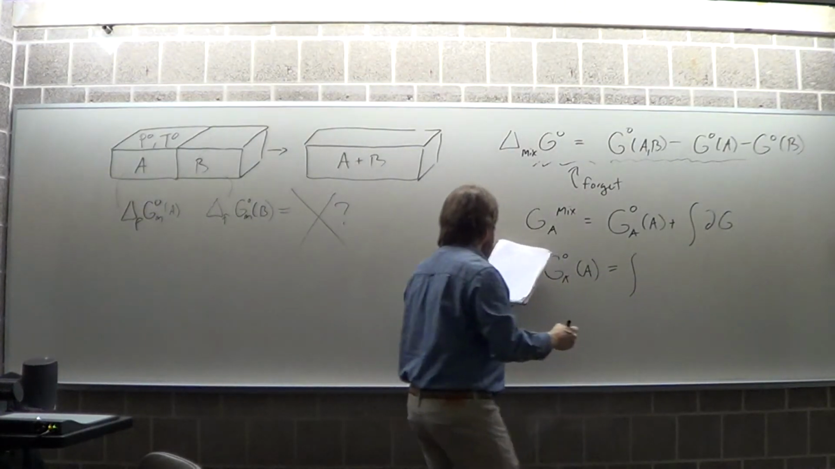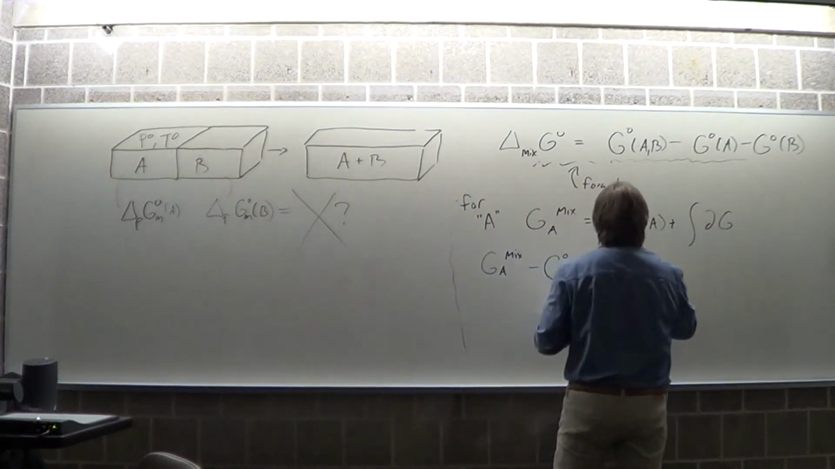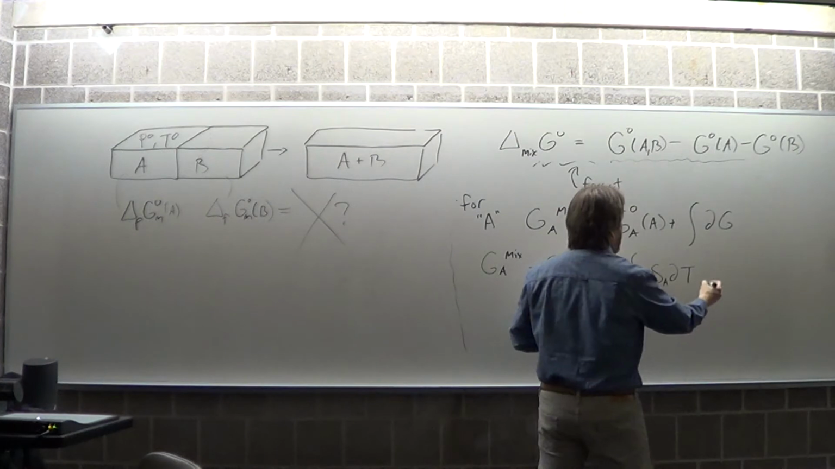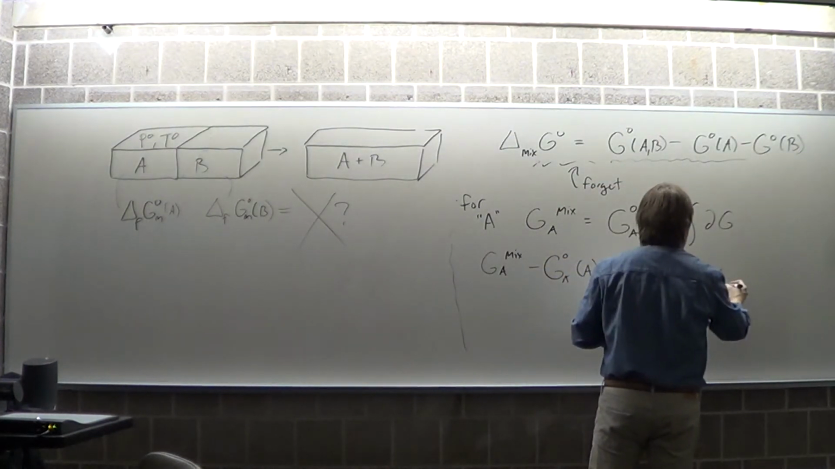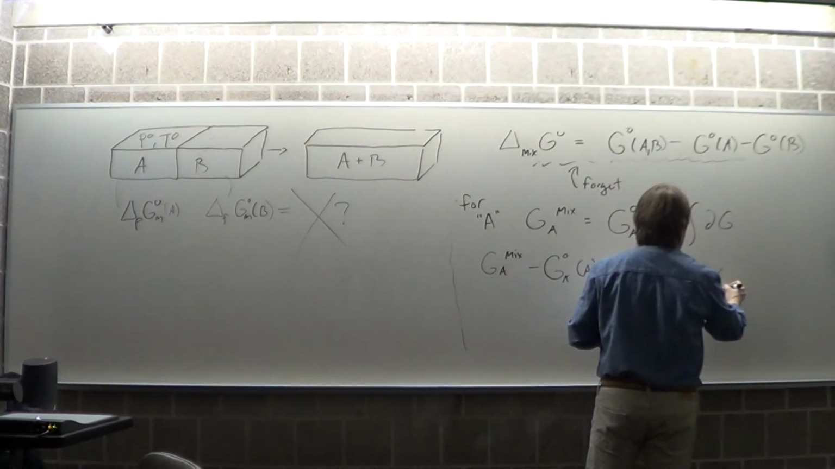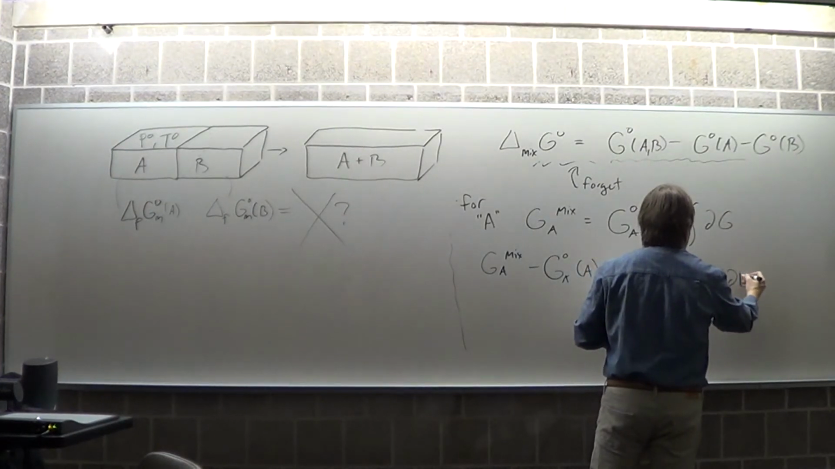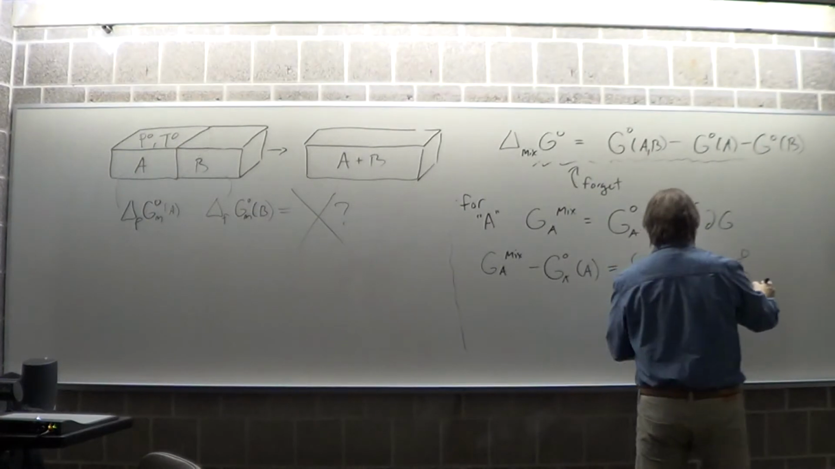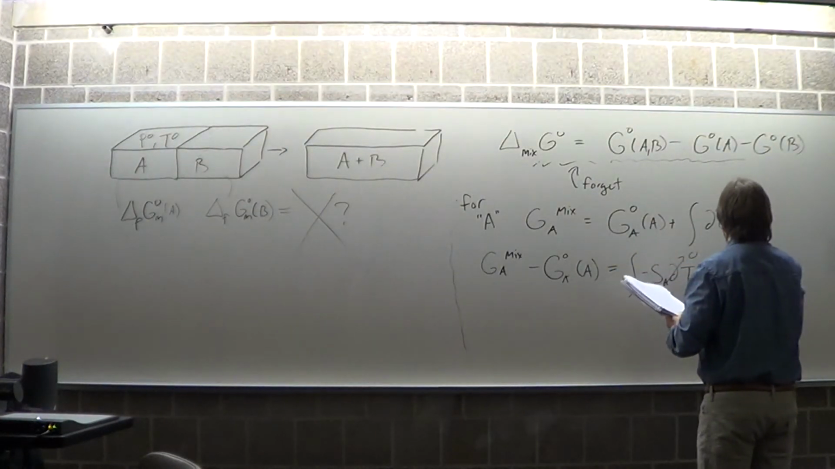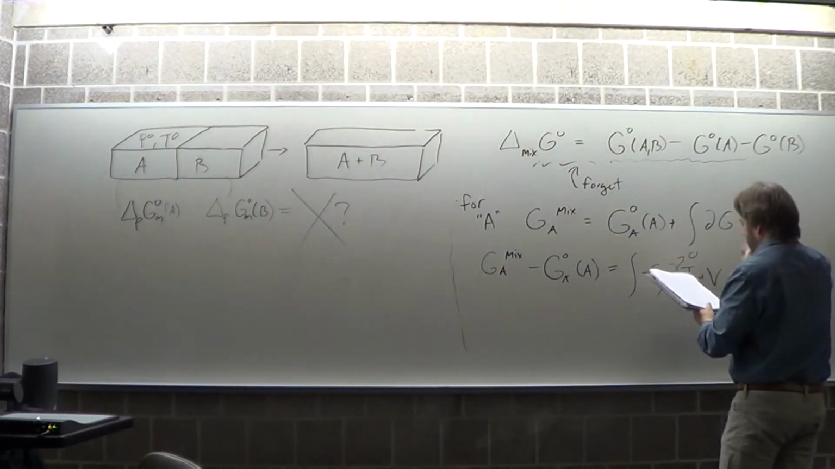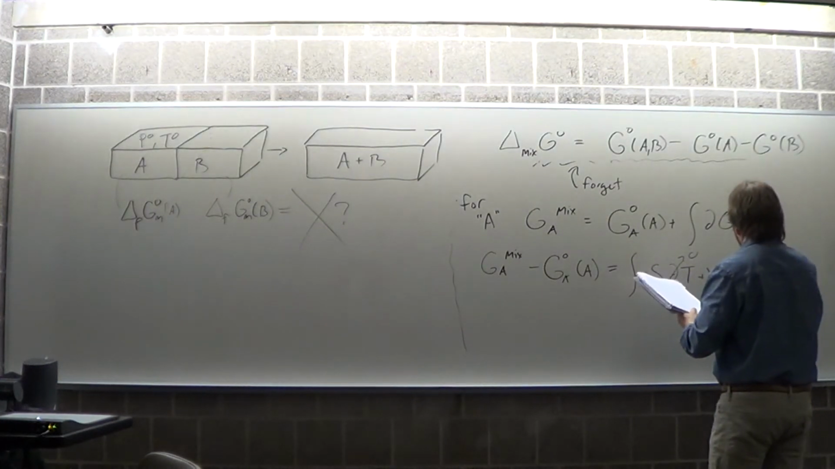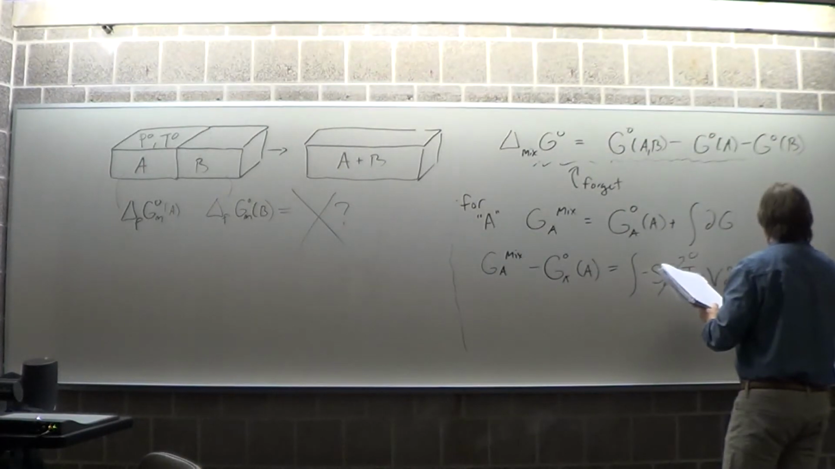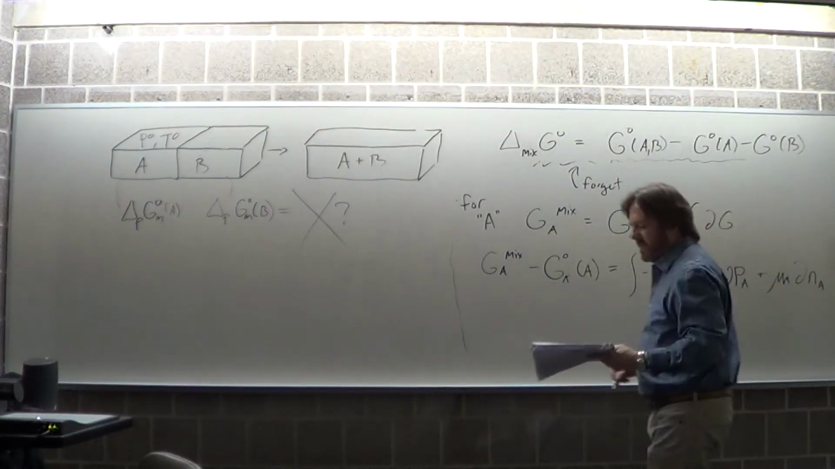the integral of dG. And dG will be minus the entropy of A times the change in temperature, but we're not going to let the temperature change. The volume of the box times the change in pressure, but the pressure doesn't change. Plus, oh, wait, sorry. Mistake. I get ahead of myself, I get excitable, sorry.